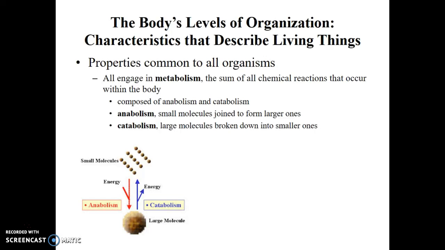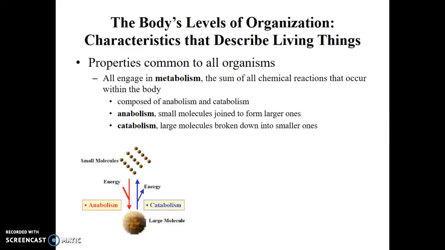All living things also have to be able to metabolize. Metabolism, in a nutshell, is the sum of all the chemical reactions that occur within your bodies. And all metabolic reactions occur inside of cells. Metabolic reactions can be broken into two basic types of reactions: anabolic reactions, where you're building things up, and catabolic reactions, where you're breaking things down.